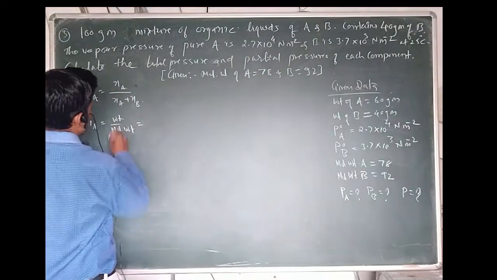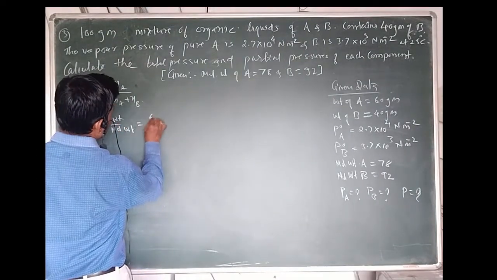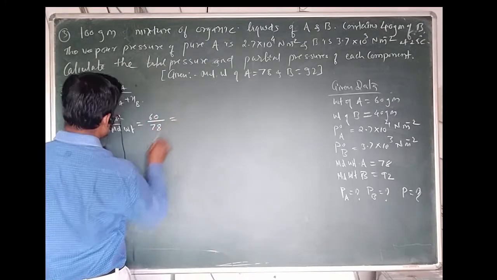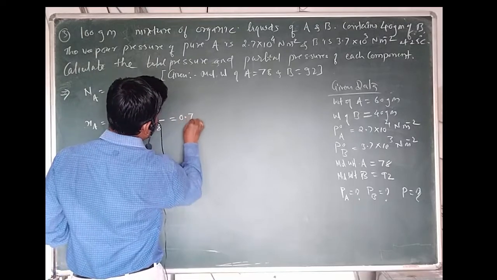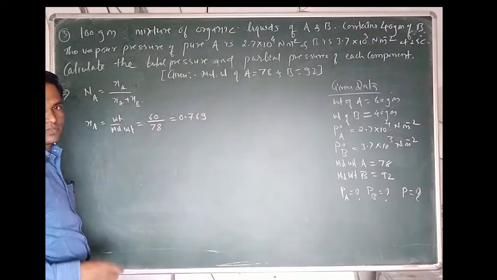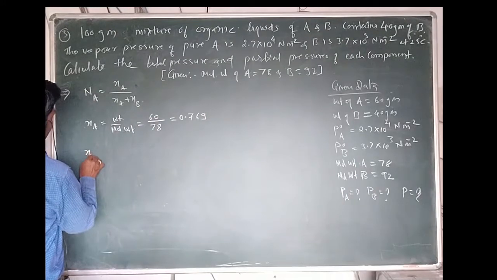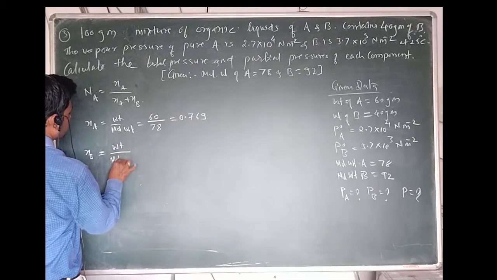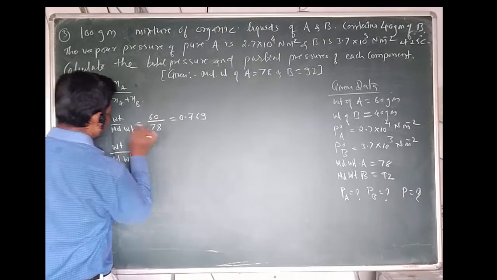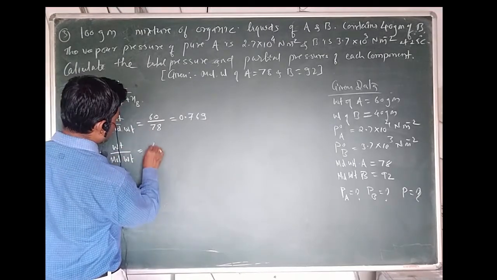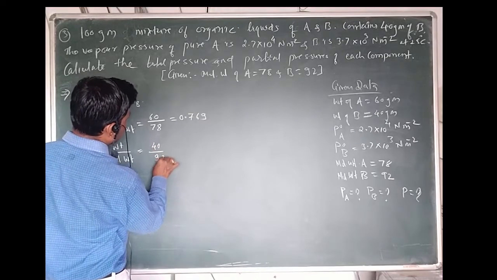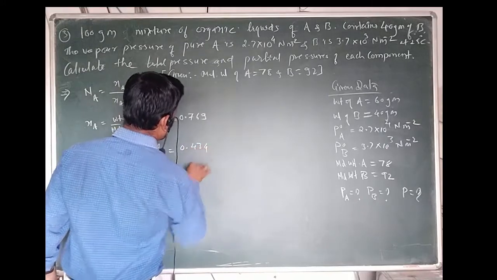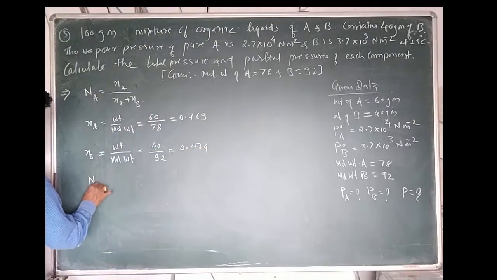Here we can see the weight of A is 60, and the molecular weight is 78. So we have 60 upon 78, which is 0.769, the number of moles of A. The number of moles of B can be calculated again as weight upon molecular weight. The weight is 40 upon molecular weight 92, so we have 0.434.